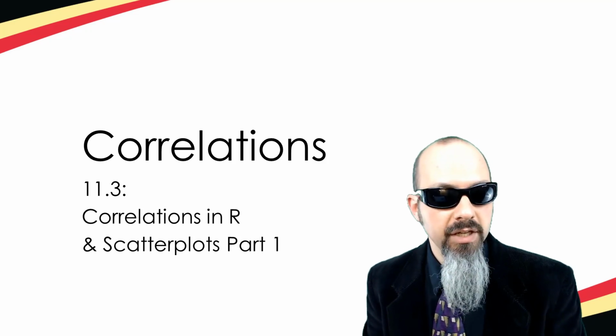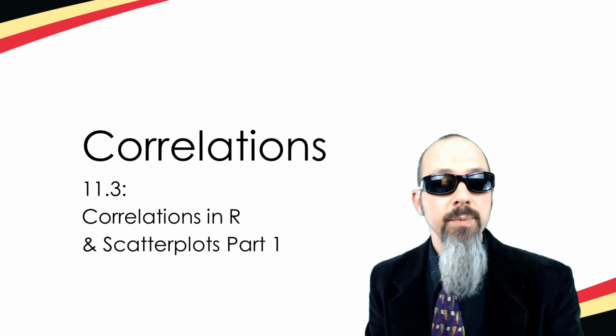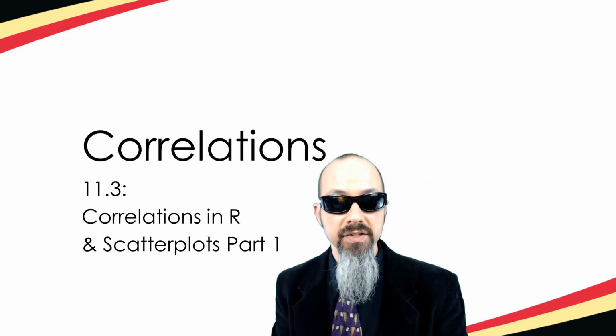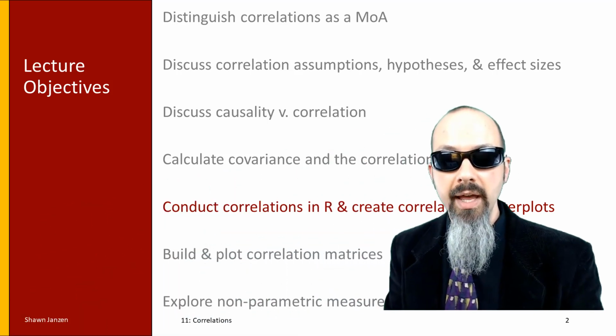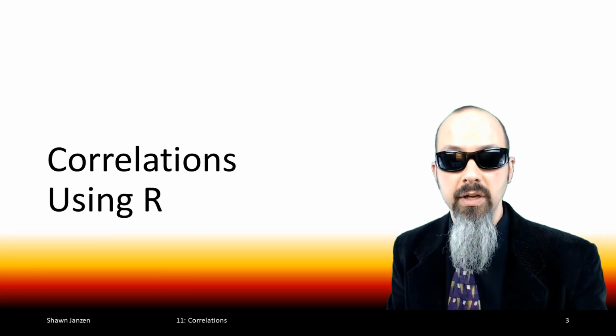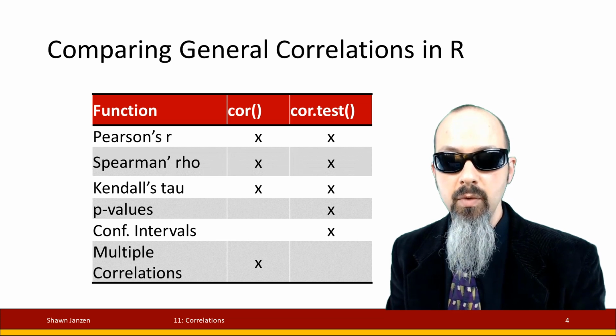We're continuing our talk on correlations, and in this particular video we're going to be doing these correlations in R, and we're doing a little bit of work with scatter plots too. It's going to be part 1 on scatter plots. I'm going to give you a second short video on how we're adapting some of the scatter plots with more in the next one. So let's go ahead and just jump right in, conducting these correlations in R.